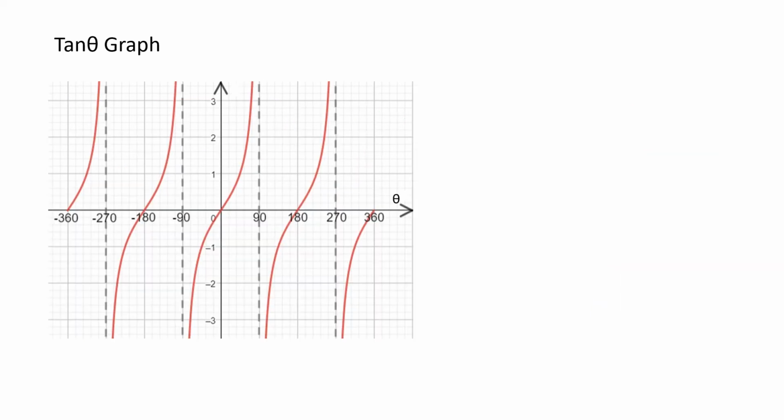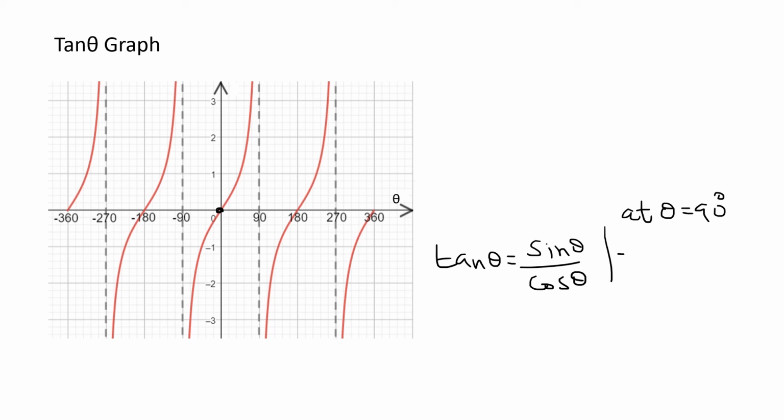Tan graph, as you know, tan theta is sine theta over cos theta. Tan graph is quite complex. However, it always starts with 0. Let's have a quick look at what is happening at 90 degrees. When theta equals 90 degrees, it is sine 90 over cos 90. Sine 90 is 1, cos 90 is 0. So 1 divided by 0 is infinity. That's why you can see at 90 degrees, the graph is going all the way to infinity. Similarly, for minus 90 it is going to minus infinity.